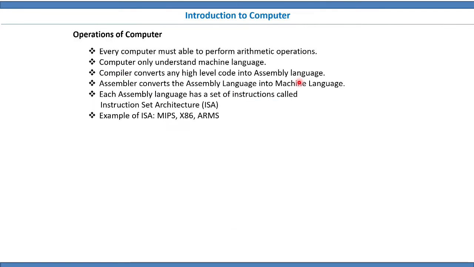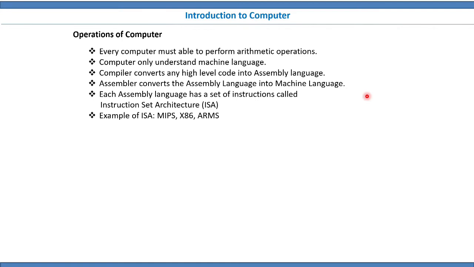These are very common points regarding computers, and you already know all these things, so let me just read these points. I hope you will agree with this. Every computer must be able to perform some arithmetic operations. A computer only understands machine language. A compiler converts high level code into assembly language code. An assembler converts the assembly language code into machine language code. Each assembly language has a set of instructions called the instruction set architecture.